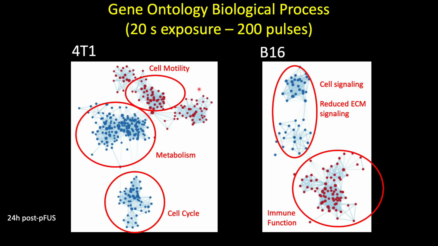So, for example, cell motility is increased in the 4T1s, but metabolism terms are all downregulated, as well as cell cycle terms are downregulated. If we look at the B16, the gene ontology terms for sort of generic cell signaling are all down, but interestingly, we do get reduced extracellular matrix signaling. But importantly, gene ontology terms for immune function are dramatically upregulated.